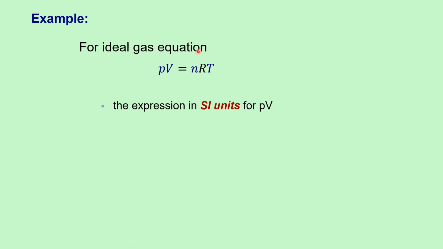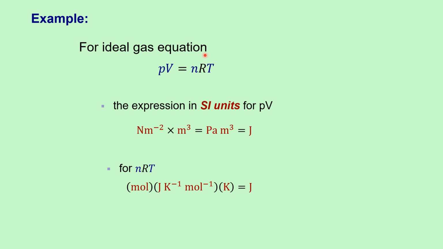For the ideal gas equation, we know that PV is equal to nRT. So how do we express the SI unit for PV? PV is equal to Newton per meter squared times meter cube. So this is the force, and this is the pressure times the volume. So you will get Pascal meter cube, which is also called joule.